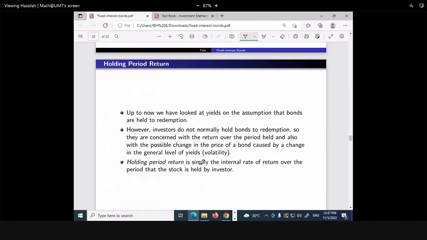All right. So now we go to the next term for bonds. We have the holding period return. Okay. So this is another term you should know.